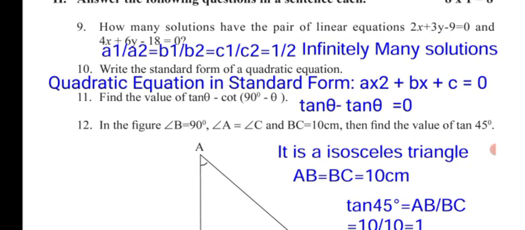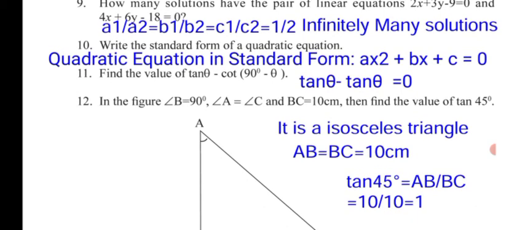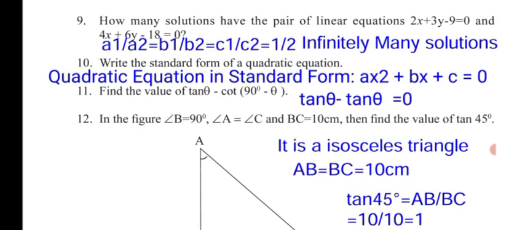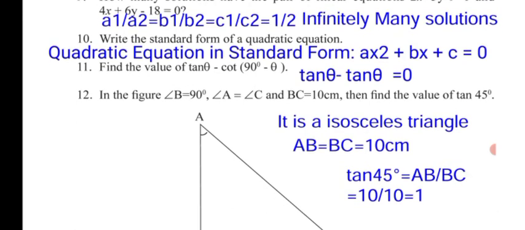Next, 10th question. What is the standard form of quadratic equation? So standard form of quadratic equation is ax square plus bx plus c is equal to 0. Next, 11th question. Find the value of tan theta minus cot of 90 degree minus theta. So cot of 90 degree minus theta will be tan theta. So tan theta minus tan theta, which is equal to 0.